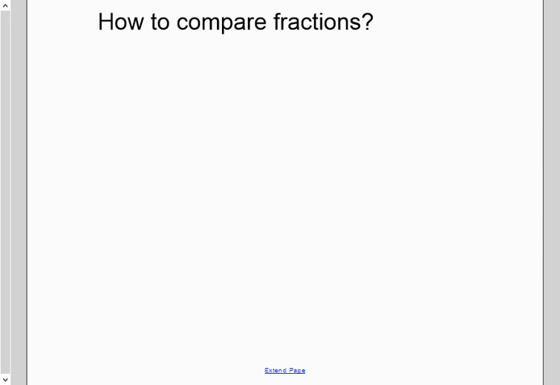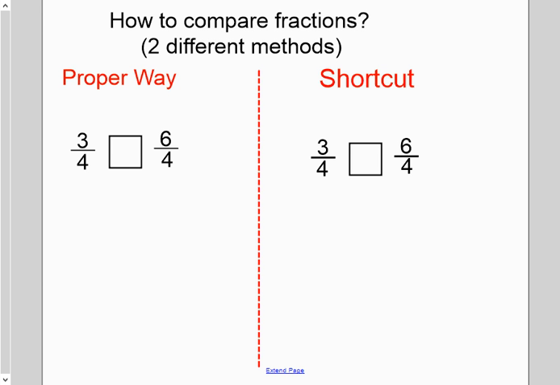Now, how do we compare fractions? Well, the old-fashioned way is basically where you make sure that both of your fractions have the same bottom number. They have the same denominator. And if they have the same denominator, all you have to do is compare the top numbers, the numerator. So this has a number of 3. This has a number of 6.